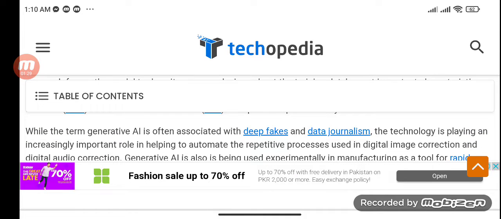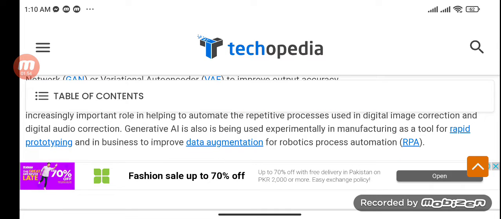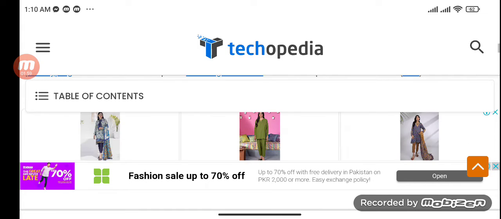While the term generative AI is often associated with deep fakes and data journalism, the technology is playing an increasingly important role in helping to automate the repetitive processes used in digital image correction and digital audio correction. Generative AI is being used experimentally in manufacturing as a tool for rapid prototyping and in business to improve data augmentation for robotic process automation (RPA).